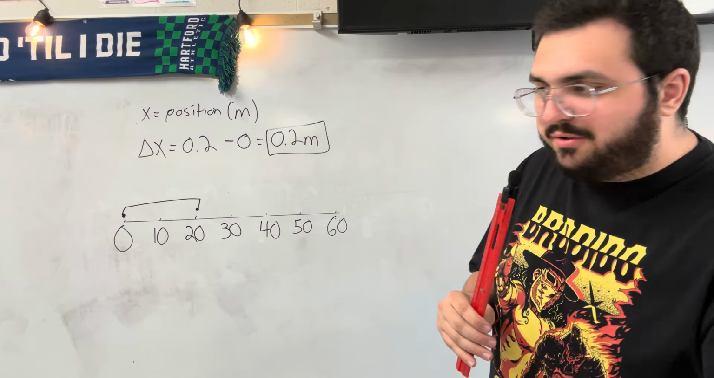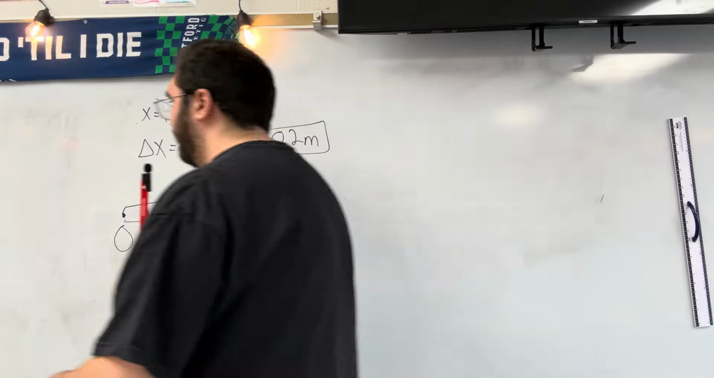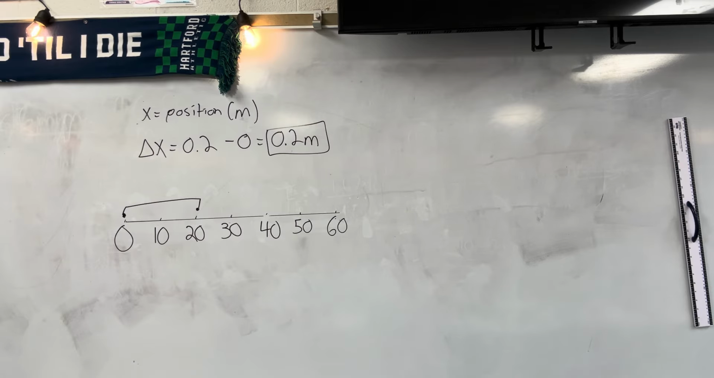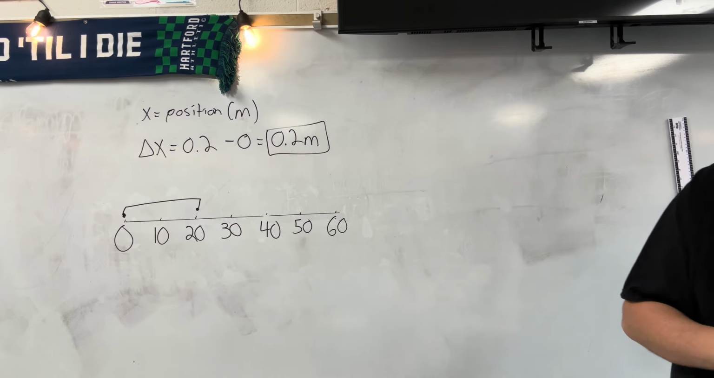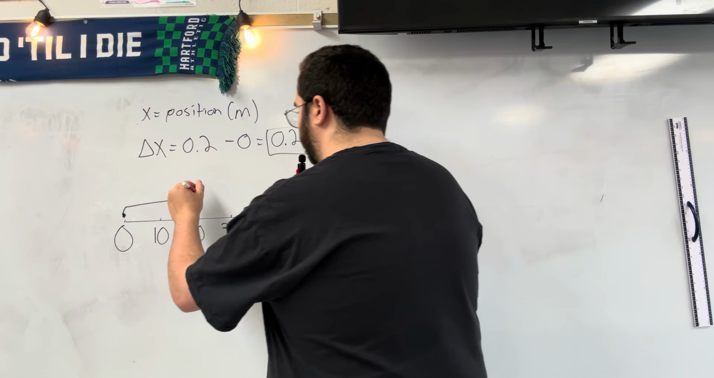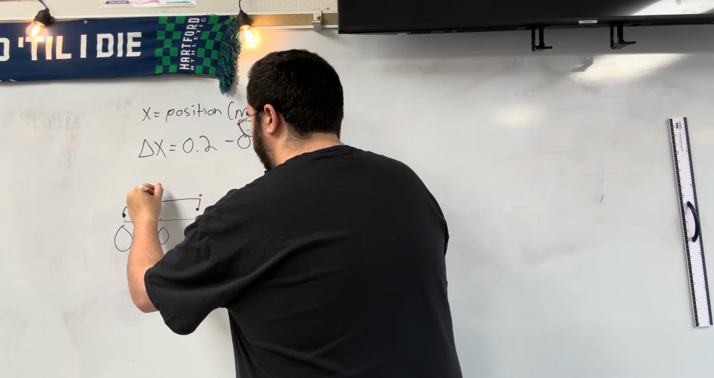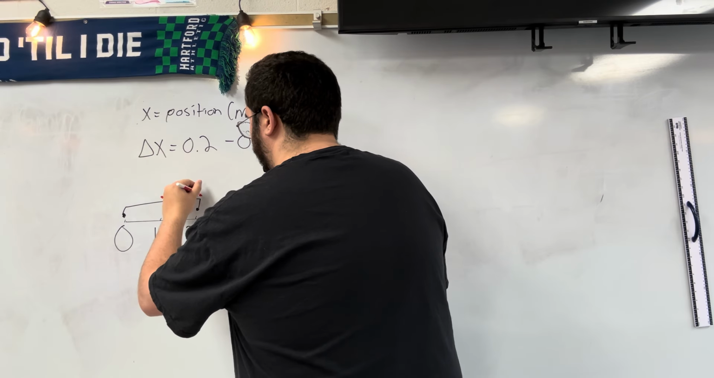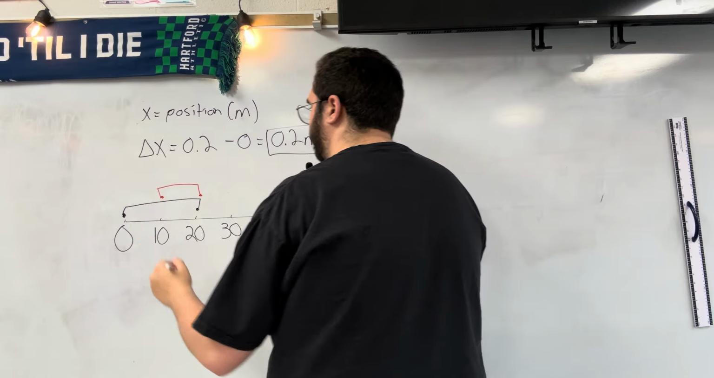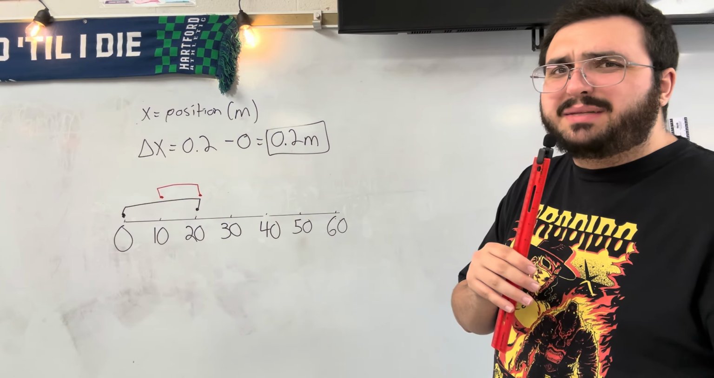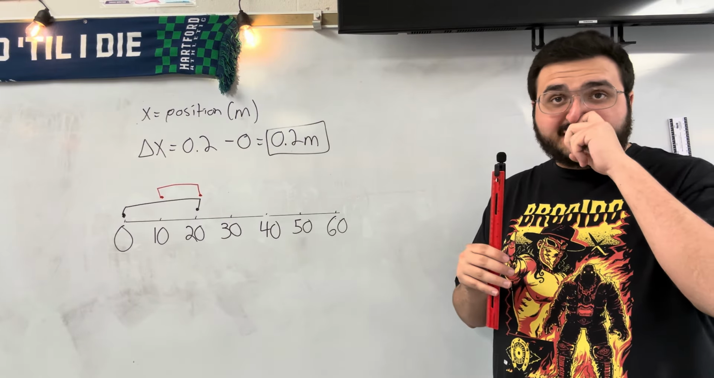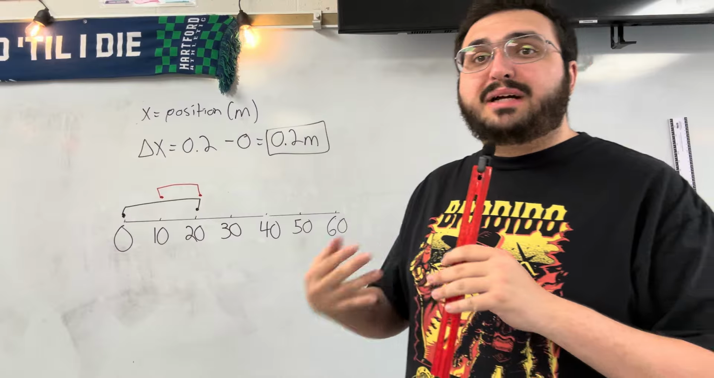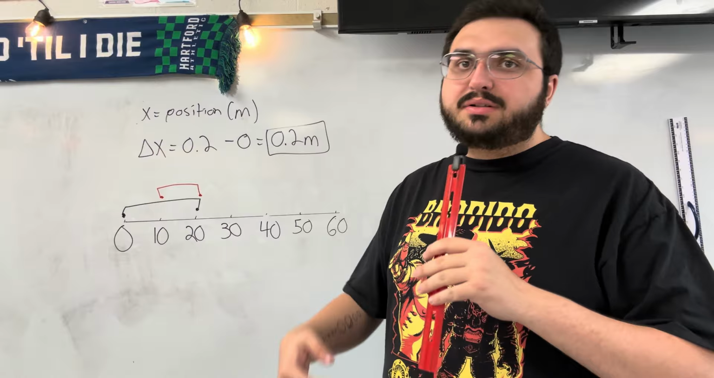But let's say after that, I decide to move again. Now, mind you, I'm standing at 20 centimeters right now. But let's say I, with a different marker here, go from 20 centimeters to 10 centimeters. What would my change in position be now? And the answer is that it depends on where you measure from. Now, in physics, there are two main types of way of measuring this. There's distance and there's displacement.